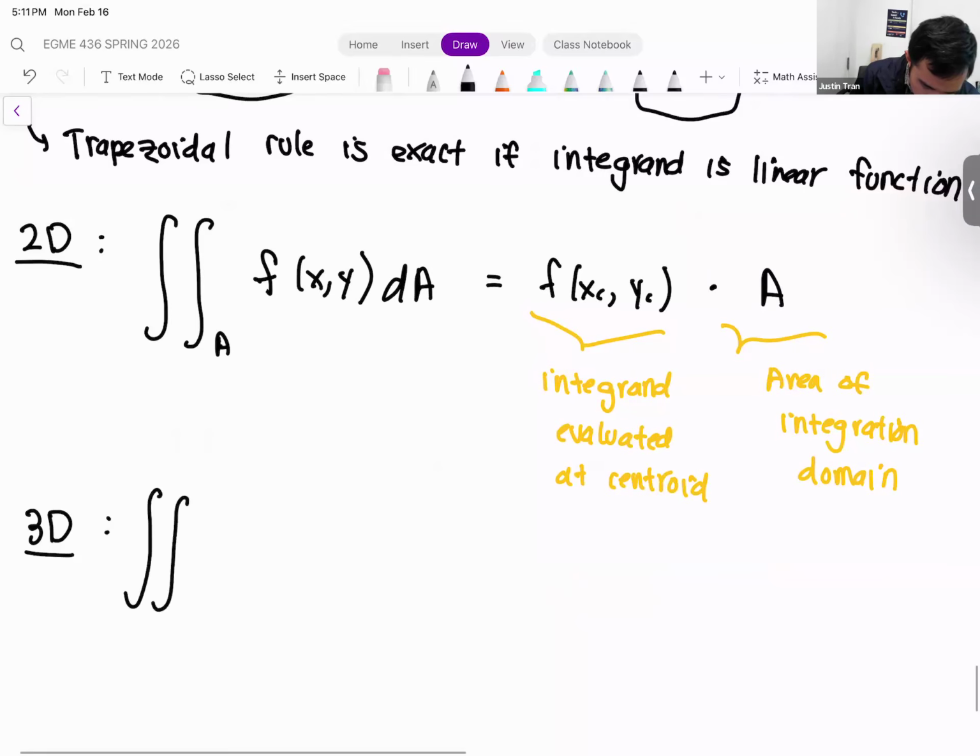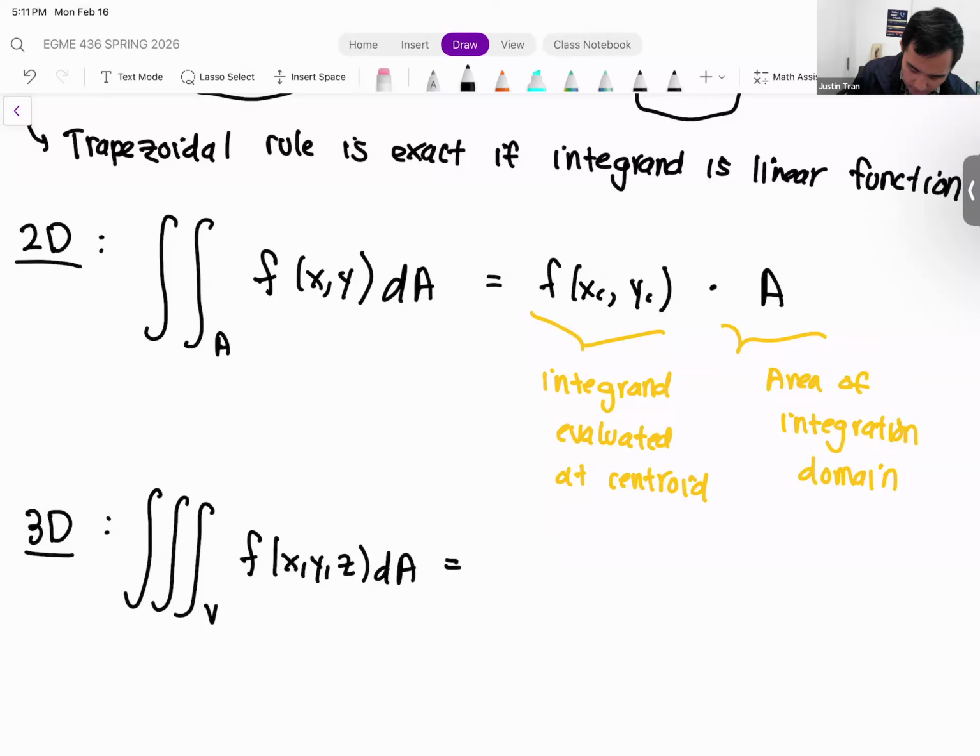The 3D looks extremely similar. So once again, we're going to evaluate our integrand at the centroid of our domain. The only difference is that now we have a z dimension as well. And we're going to multiply it by not the area, but the volume of our domain.